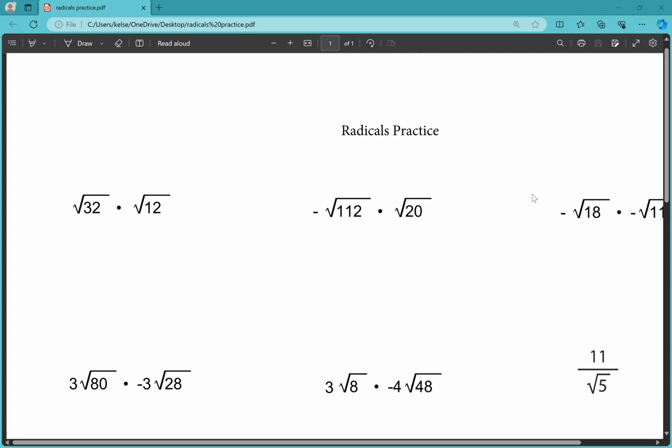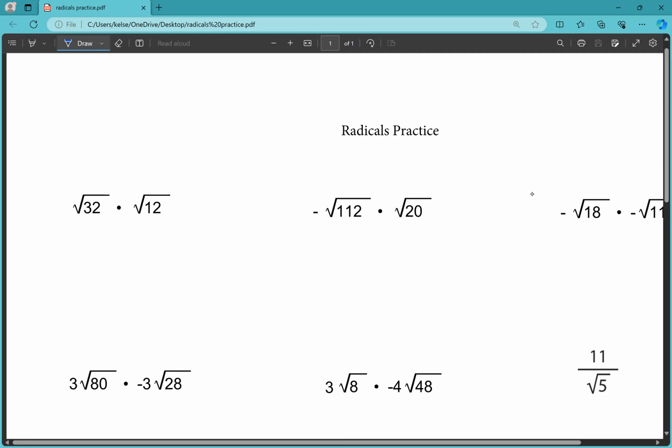We're going to go through here and do some practice problems with radicals. We're going to practice multiplying them and then dividing them and formatting our answers in the most simplified form. So the first thing we're going to look at is multiplying. Right here we have the square root of 32 times the square root of 12.